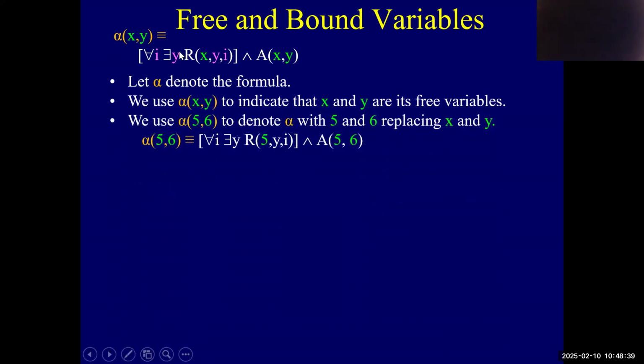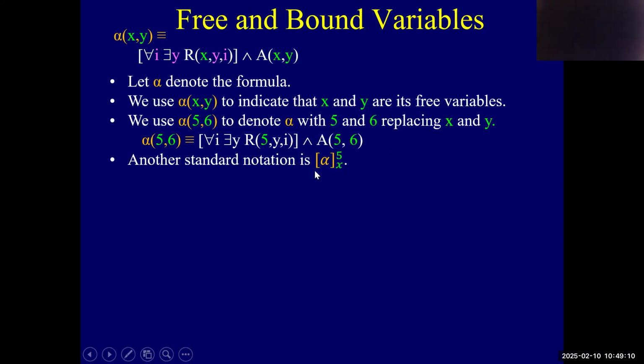Right, and so I write it because I want to emphasize who the free variables are, right? And then you can plug in what's alpha of 5, 6. Well, you plug in 5 and 6, and you get this statement, right? And this statement is, once you've defined your model, once you define A and R, this statement is either true or false, right?